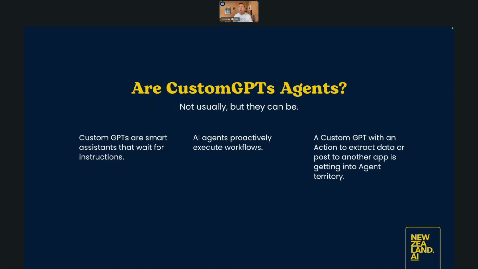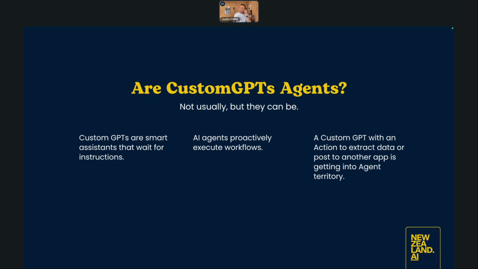So when we think about custom GPTs, more often than not, custom GPTs wouldn't be classed as an agent, right? Because as smart assistants, they wait for an instruction to be run. So it's like a process automation. It's certainly going to help reduce the time it takes to complete a task, and they're super handy to have. But AI agents will proactively execute workflows.